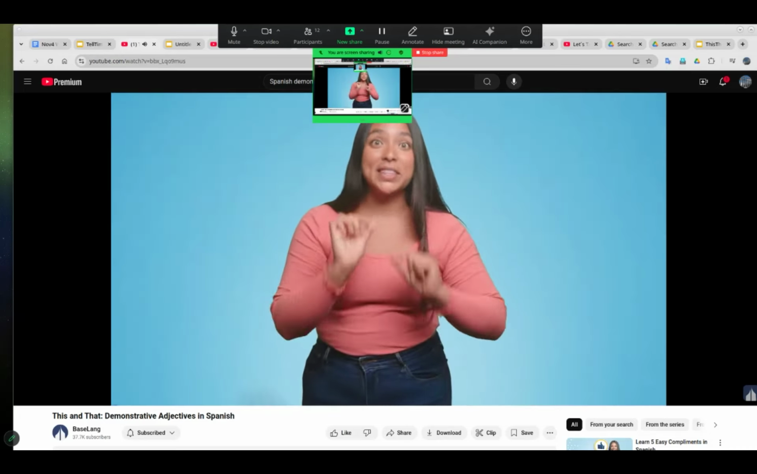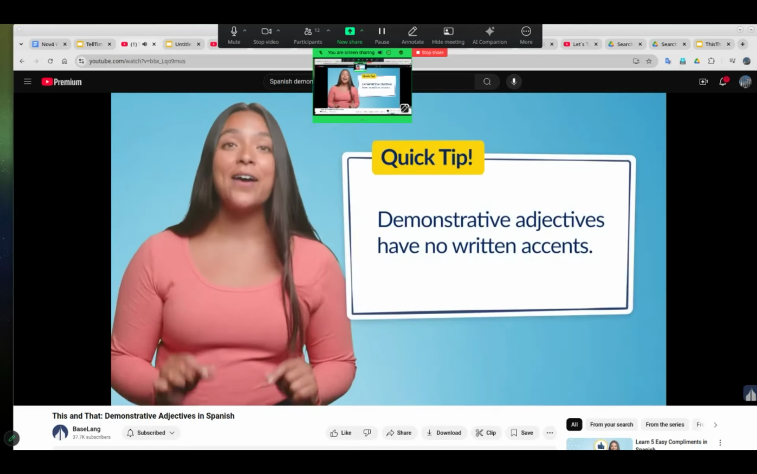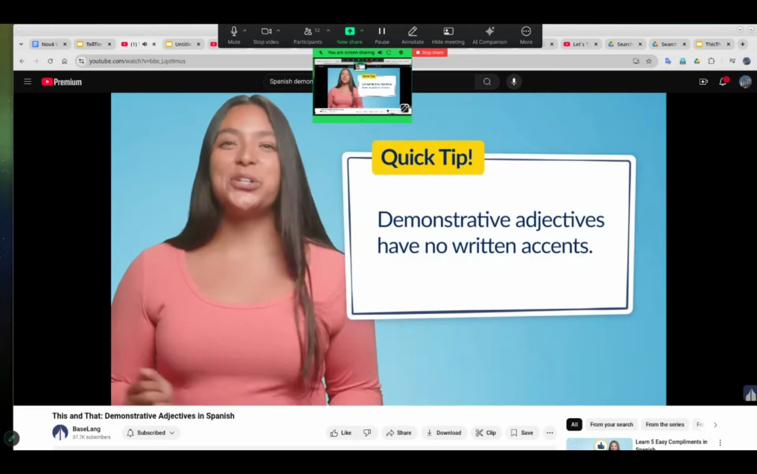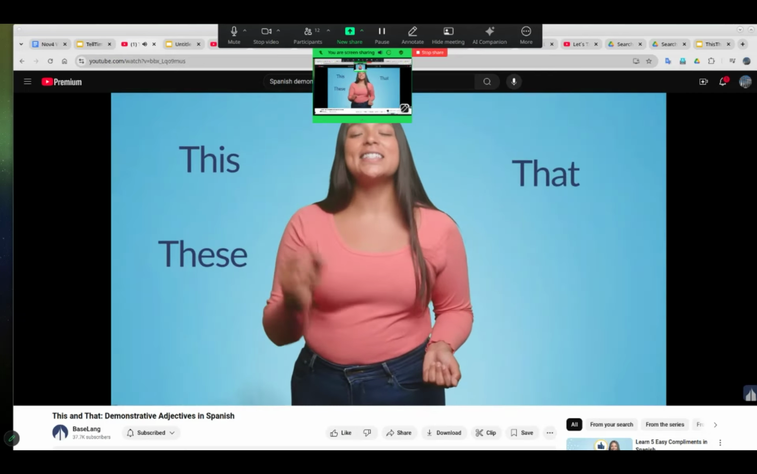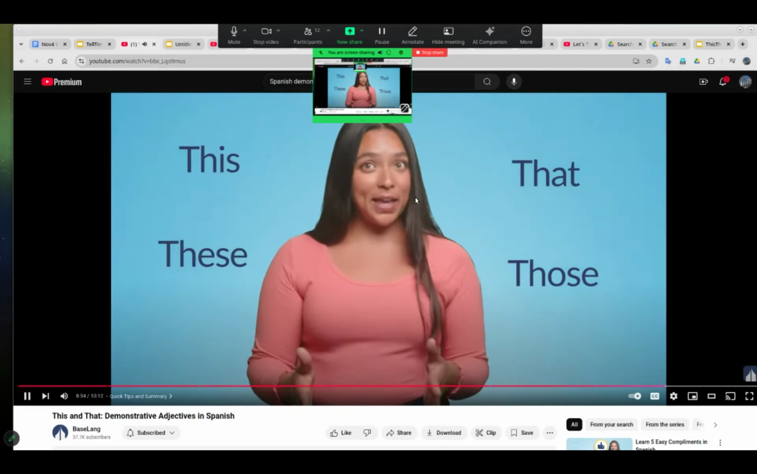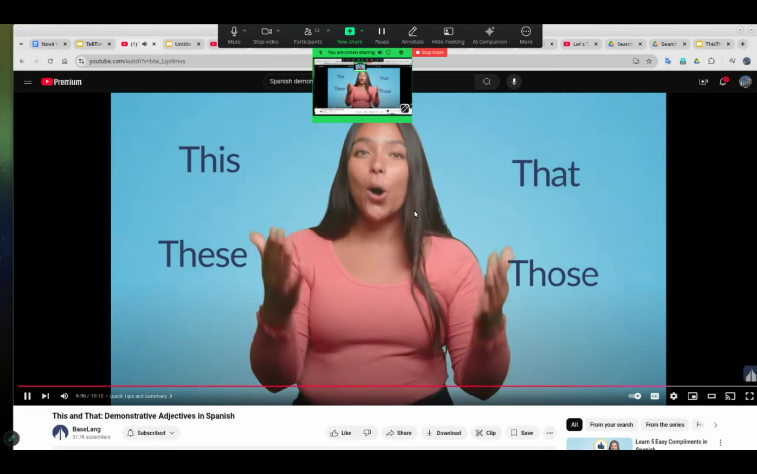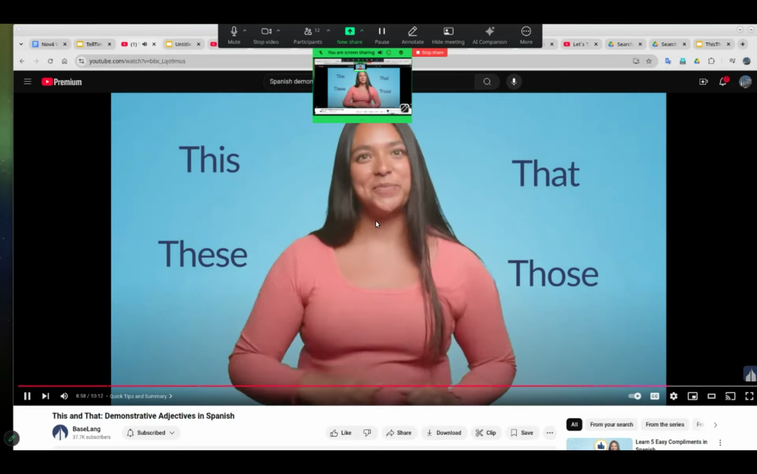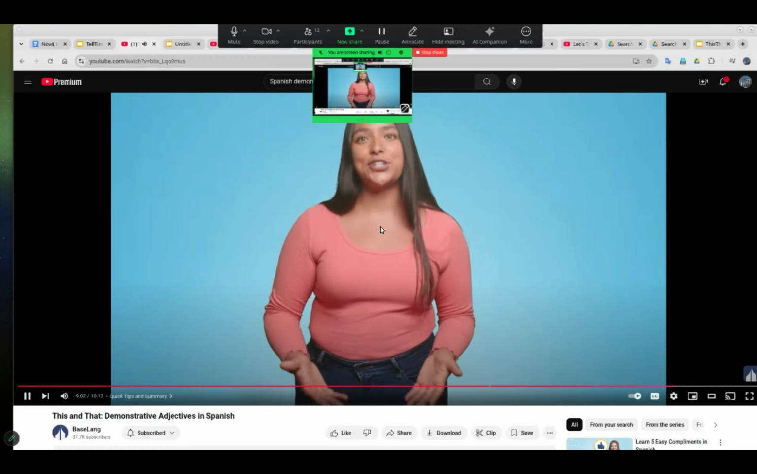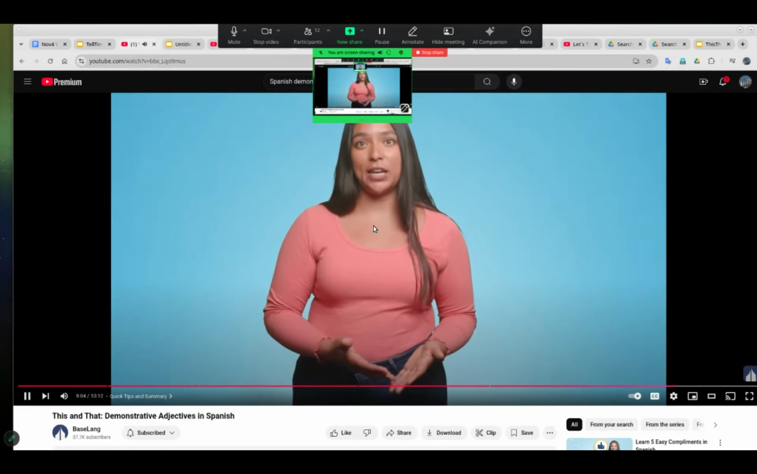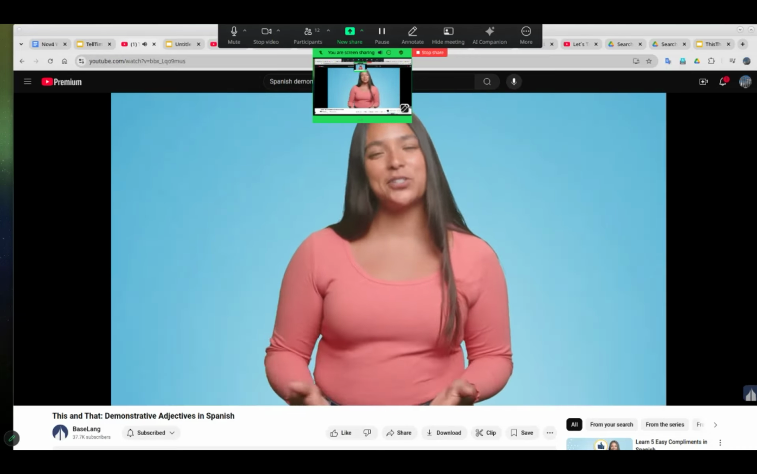One last quick tip with these demonstrative adjectives: they have no written accents. Good news for you, one less thing to remember. This, that, these, and those. If you've been paying attention, you know how to say all of these words in Español. It might not seem like a lot, but these 4 simple words can completely change the depth of your Spanish communication, so keep practicing them as much as you can.